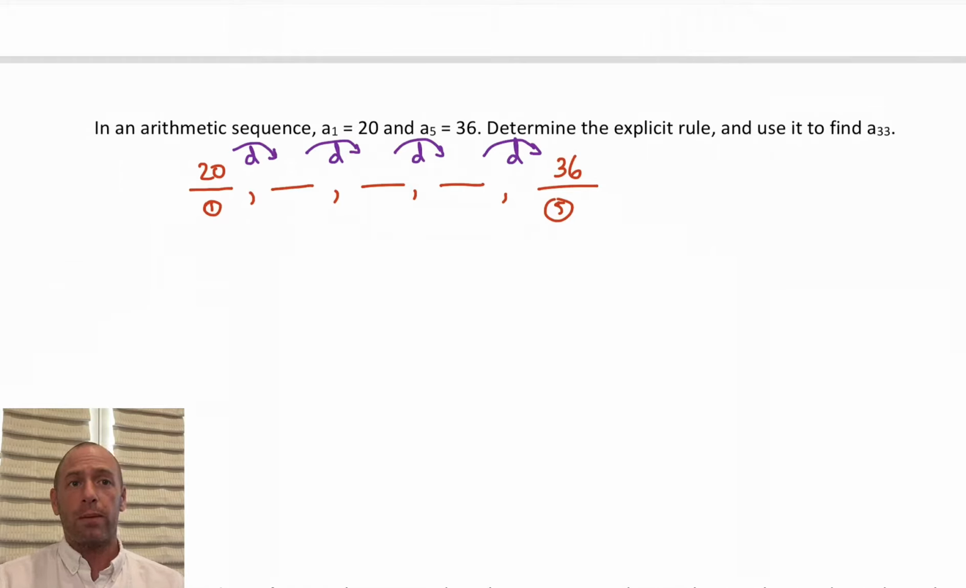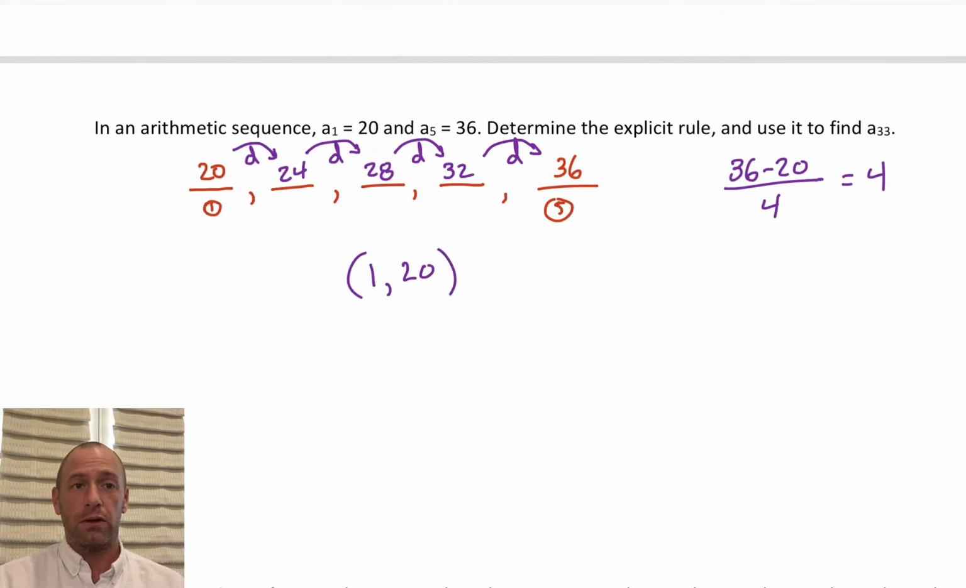And to go from the number 20 to 36, there was a change of 16. So 16 divided by 4 is 4. So our common difference is 4. And now that we have the 5 numbers, it's easy to come up with your common difference, and it's easy to come up with your 0 term.